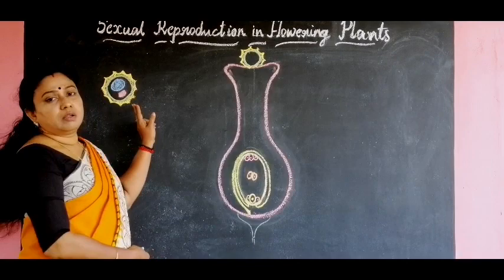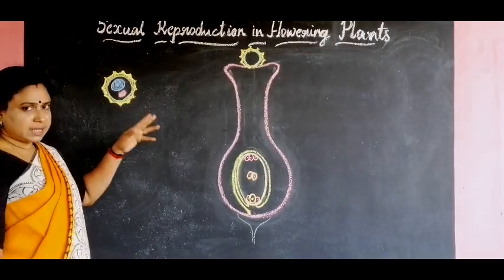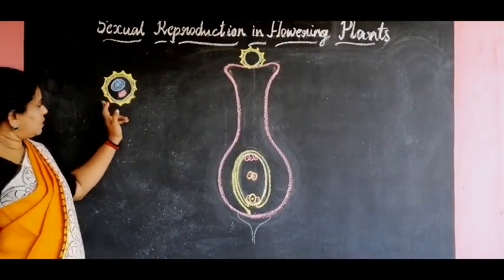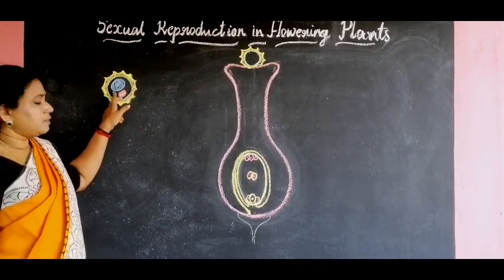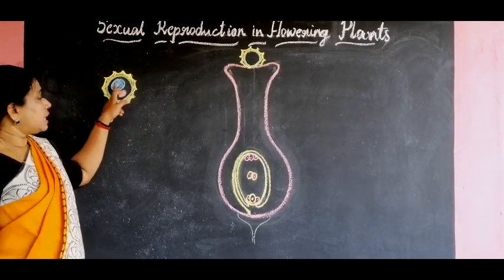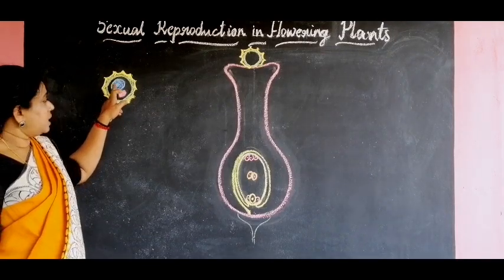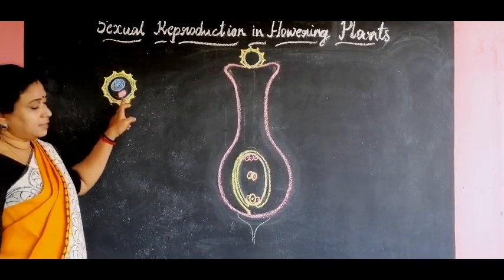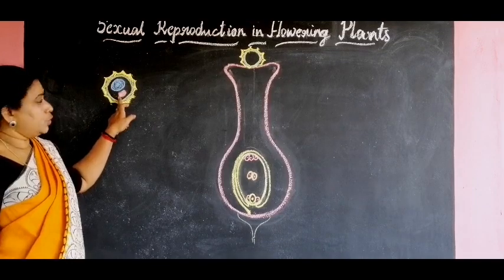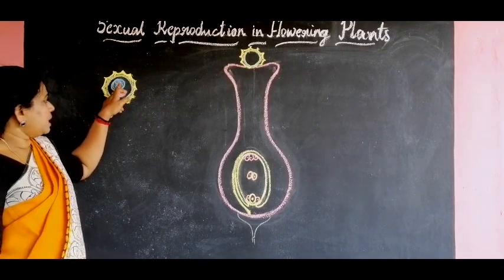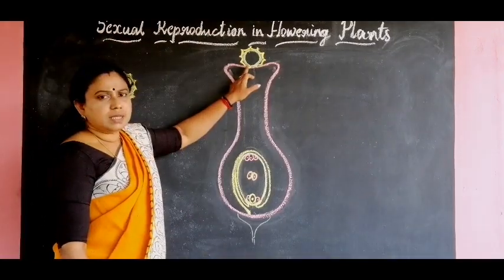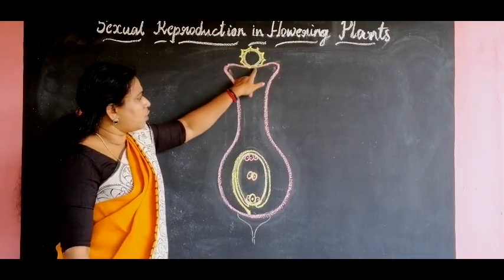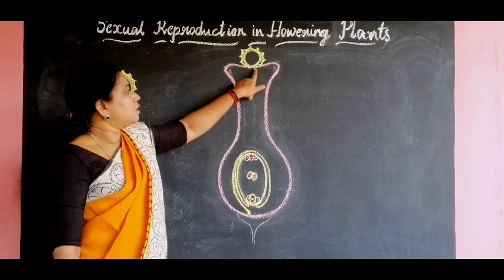Now these are the pollen grains. Earlier we also discussed the structure of pollen grains. Pollen grains have an outer spiny membrane and another membrane inside it. Inside that it contains two nuclei: one is the generative nucleus and the other is the vegetative nucleus. So this is the male gamete. Now, as a result of pollination, the pollen grains fall on the stigma.